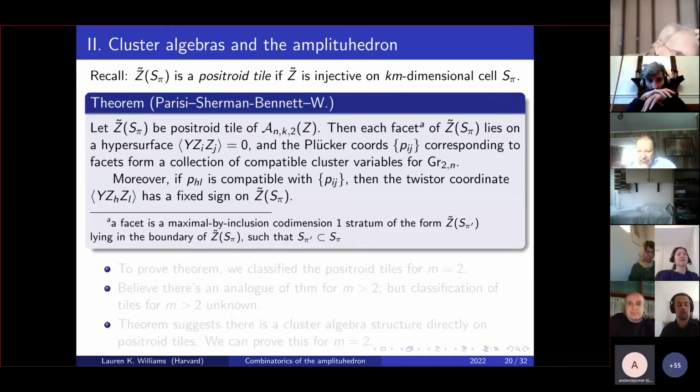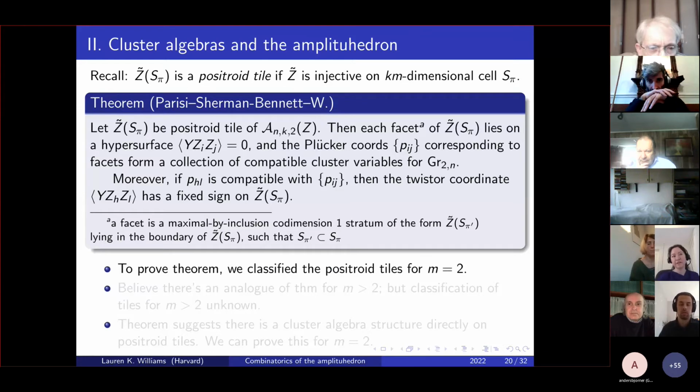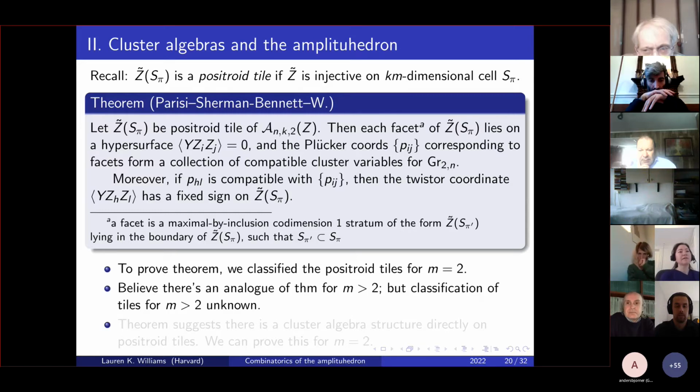Okay, so I'll just make a few remarks on this statement. To prove the theorem, we classified all the positroid tiles for m equals 2. In other words, we classified all of the 2k dimensional cells of the positive Grassmannian on which the amplituhedron map is injective. Another remark is that we believe there's an analog of this theorem for m bigger than 2, but right now the classification of tiles for m bigger than 2 is unknown.